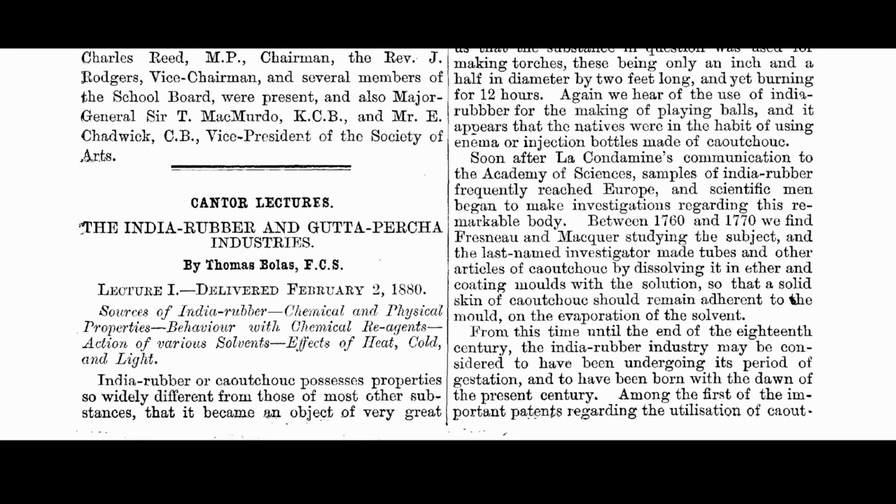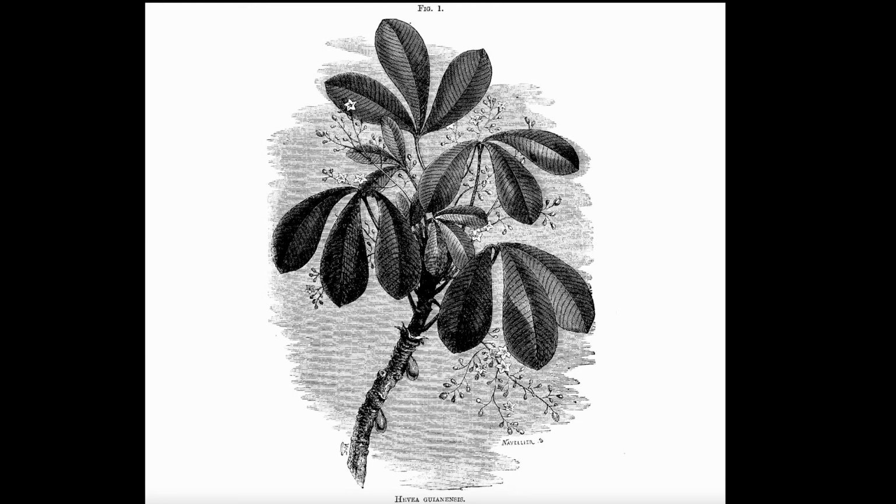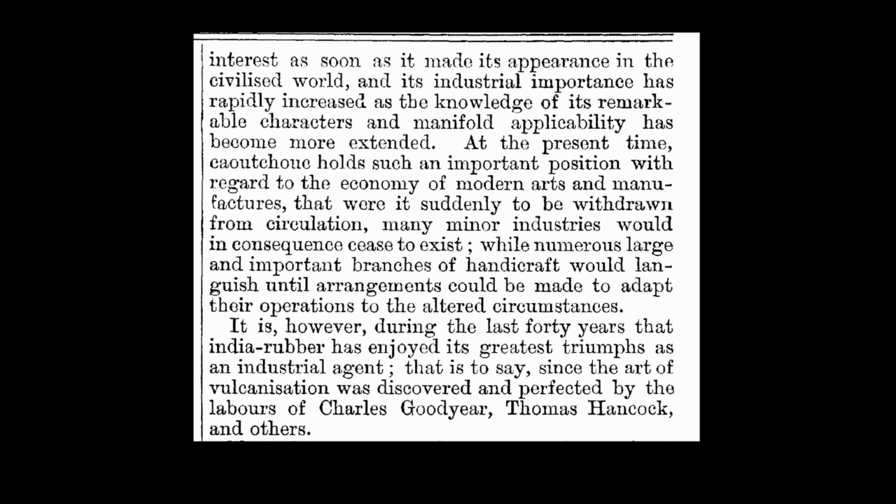And by the time we reached the late 19th century, rubber was acknowledged as absolutely integral to society and to manufacturing. In 1880, Thomas Bolus delivered a lecture to the Society of Arts on India rubber and Gutta Percha. Summing it up, he said, "At the present time, caoutchouc holds such an important position with regard to the economy of modern arts and manufacturers that were it suddenly to be withdrawn from circulation, many minor industries would in consequence cease to exist, while numerous large and important branches of handicraft would languish until arrangements could be made to adapt their operations to the altered circumstances."